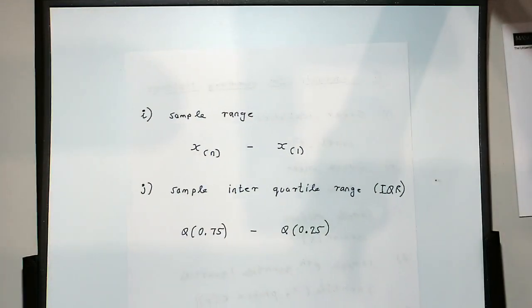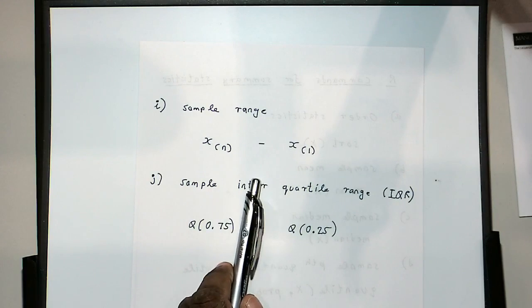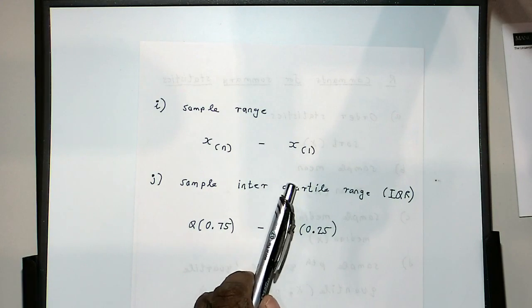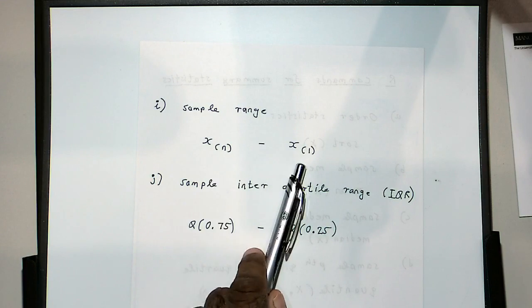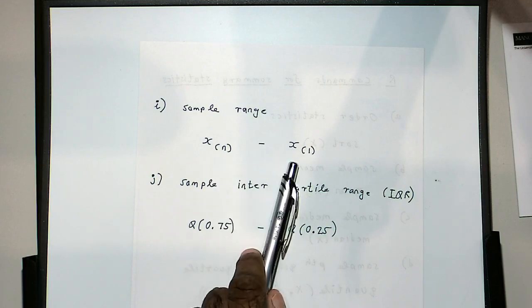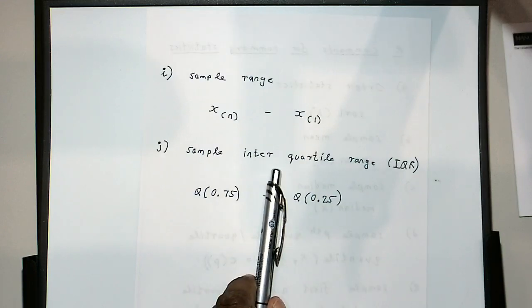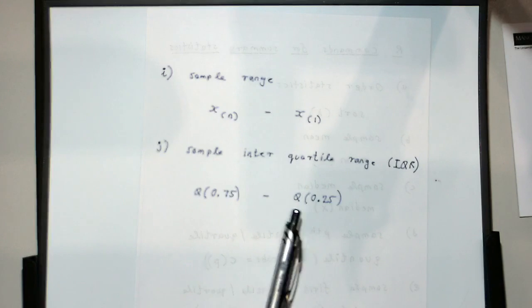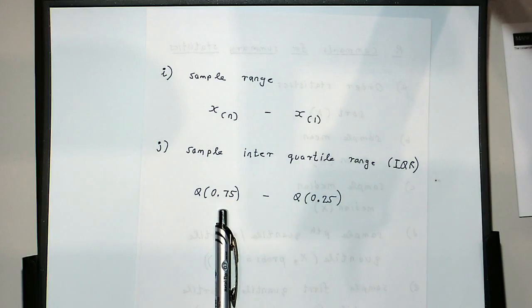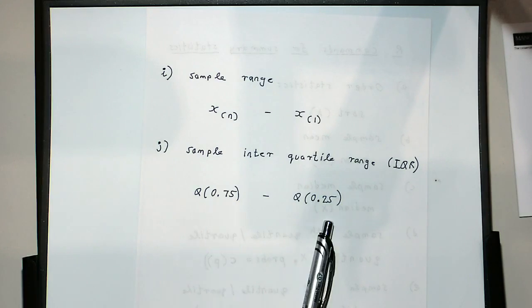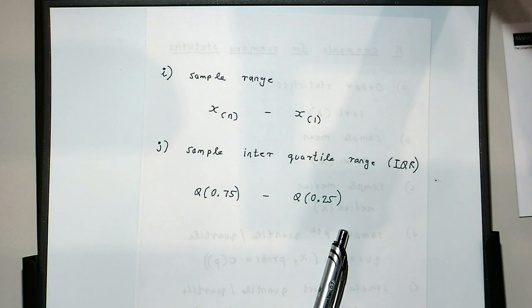Next is the sample range. Sample range is the difference between the maximum and the minimum, right? So this is the largest data, this is the smallest data. You take the difference. The sample interquartile range is the difference between Q at 0.75, which is the third quartile, and Q at 0.25, which is the first quartile, right?